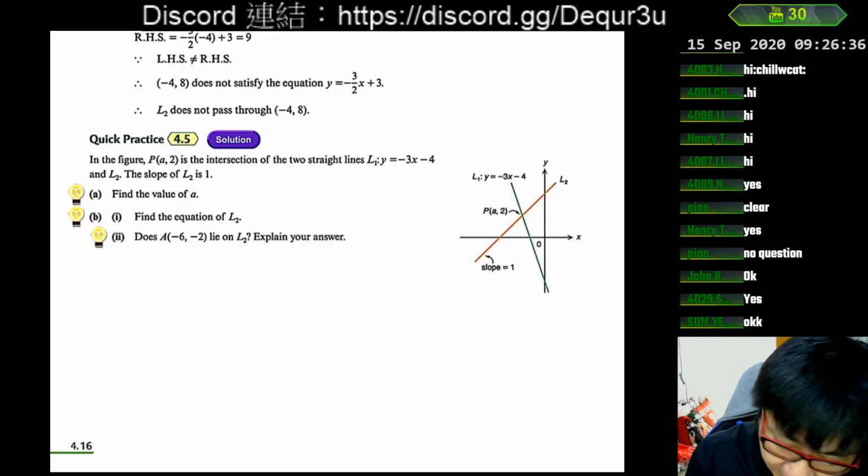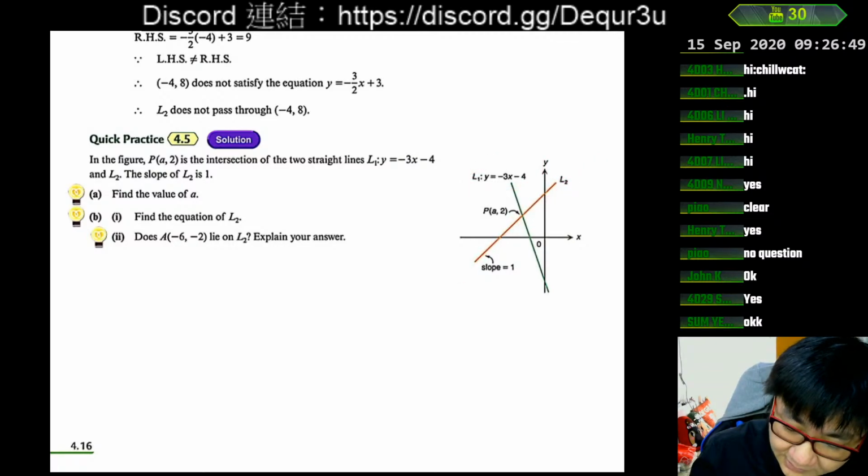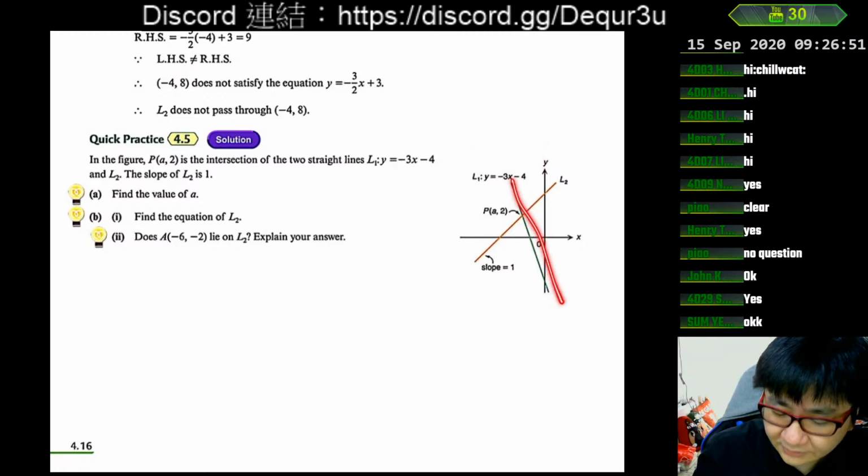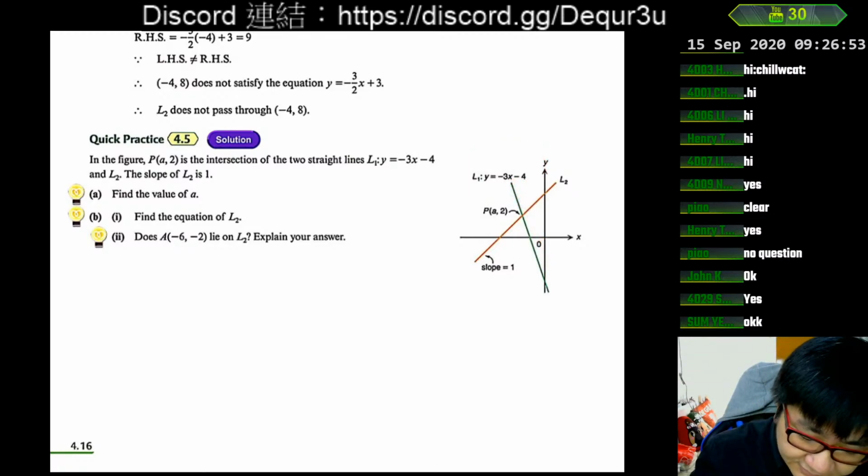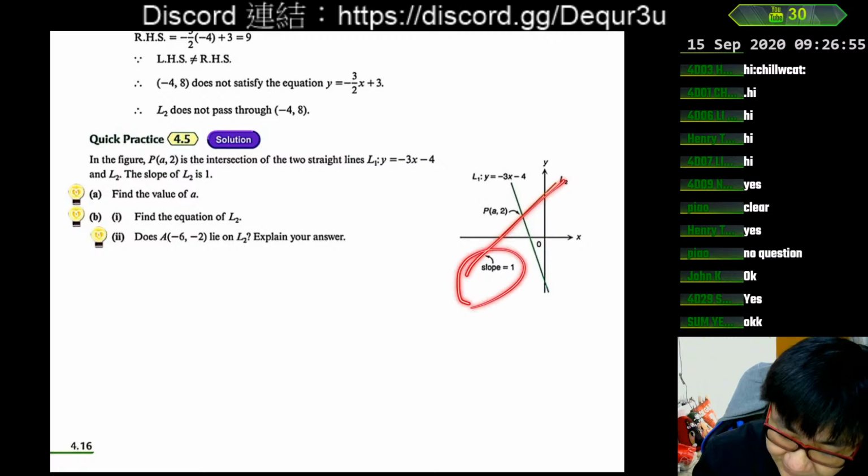In the figure, P is a point, so it is marked here. And then there are two straight lines: L1 is the green straight line, while L2 is the orange straight line, but no equation is given for L2. For L1 we have the equation, so we can know all the points. The slope of L2 is also given as 1.